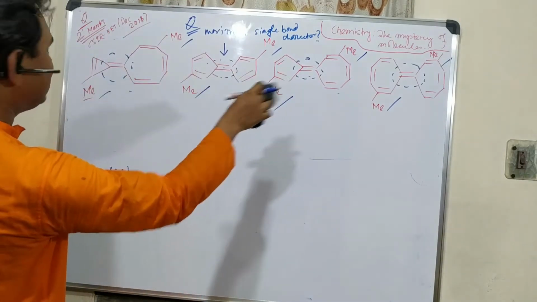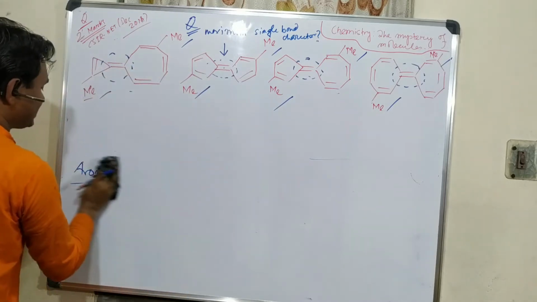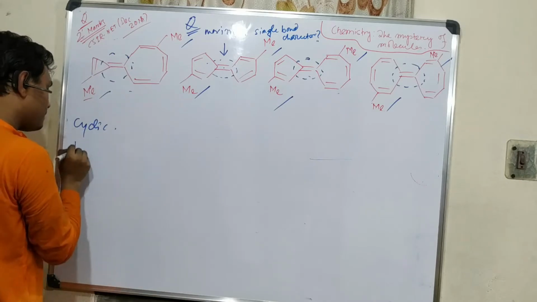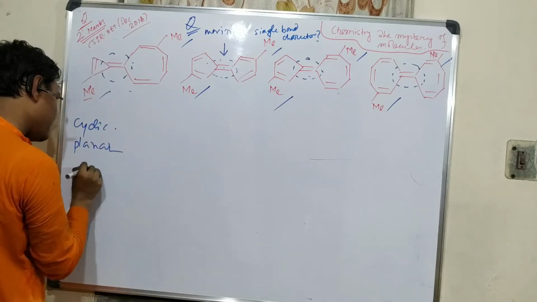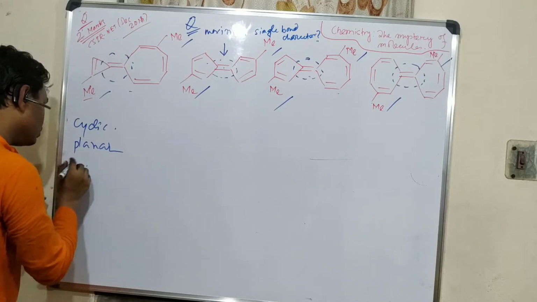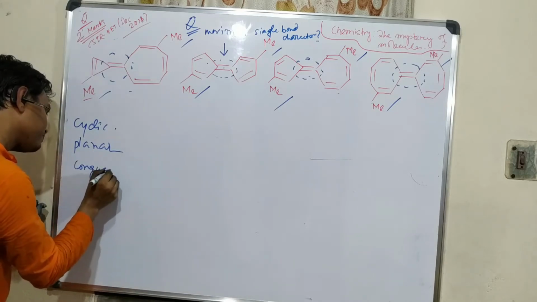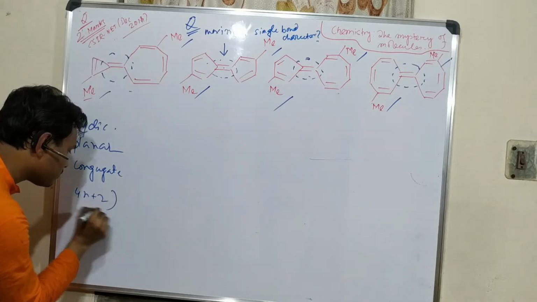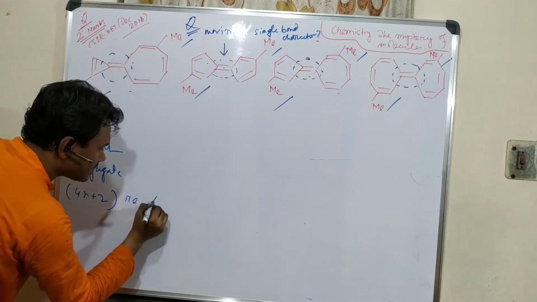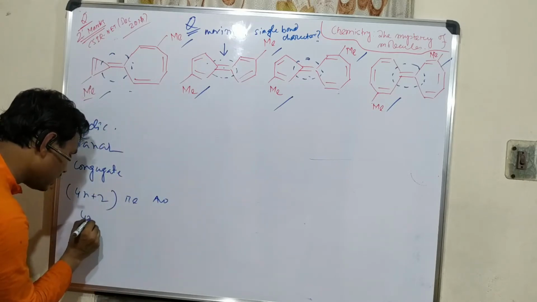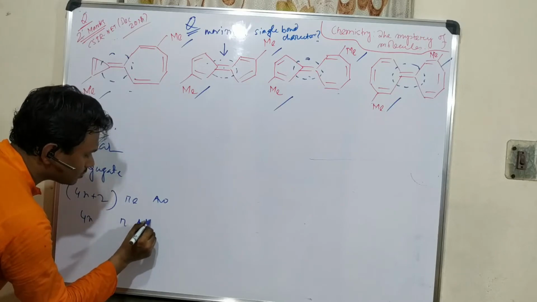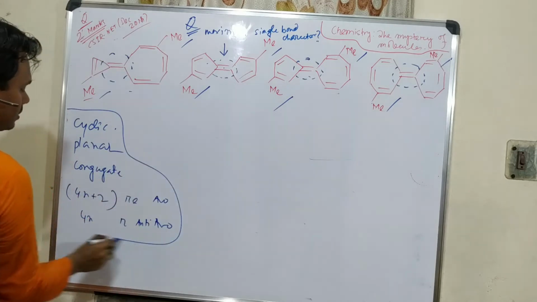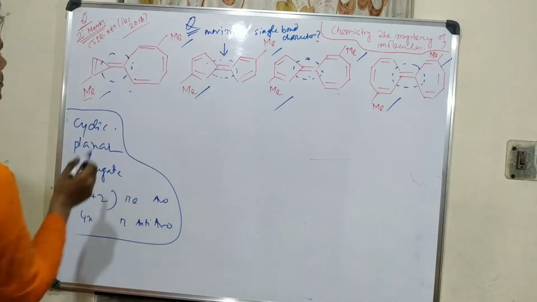So we know this is cyclic, planar, conjugated. Aromaticity, according to Huckel rule: cyclic, planar and conjugated with 4n plus 2 pi electrons is aromatic, and 4n pi electrons is anti-aromatic. Keep this in mind. This question is related to Huckel's rule of aromaticity.